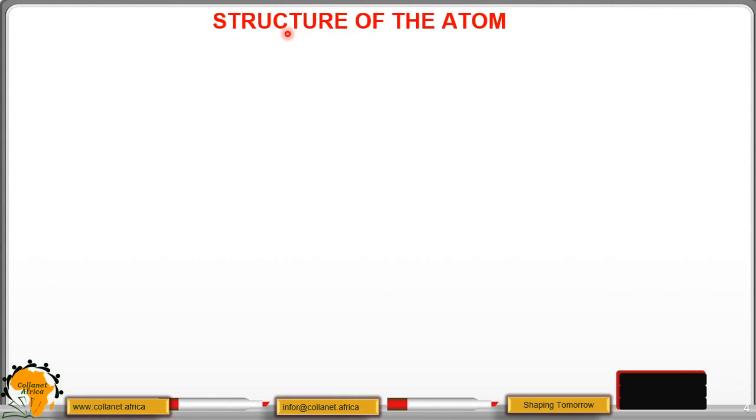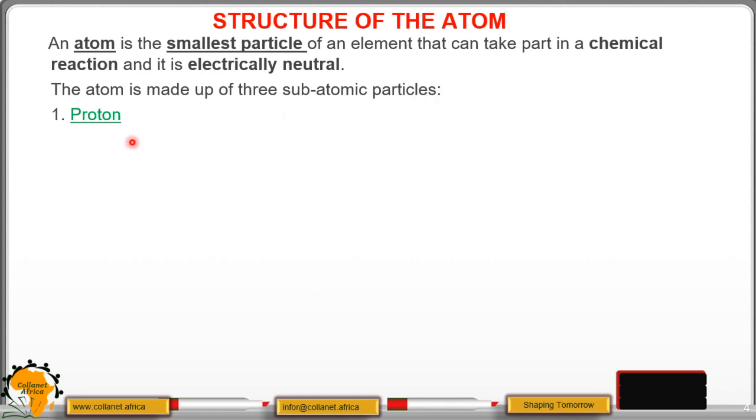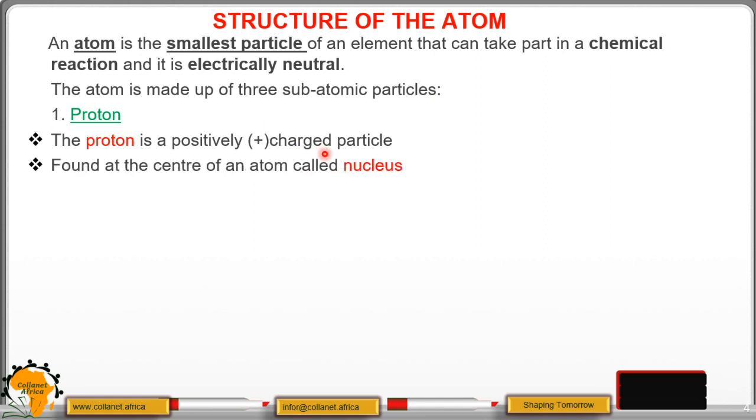We are going to start off with defining an atom. An atom is the smallest particle of an element that can take part in a chemical reaction, and it is electrically neutral, meaning it has no charge. The atom is made up of three subatomic particles, that is the protons, then we have electrons, and then we have neutrons. Proton. A proton is a positively charged particle, and it is found at the center of the atom.